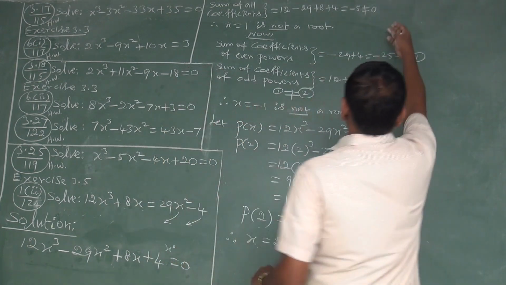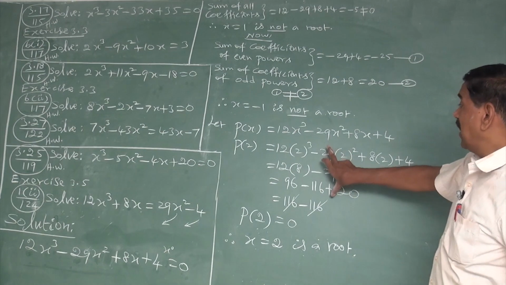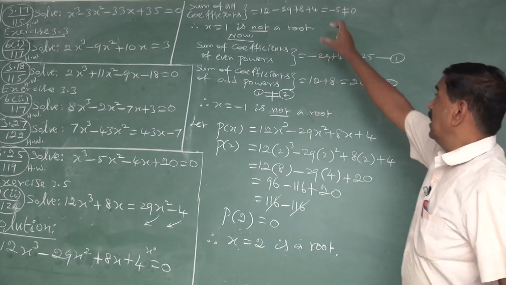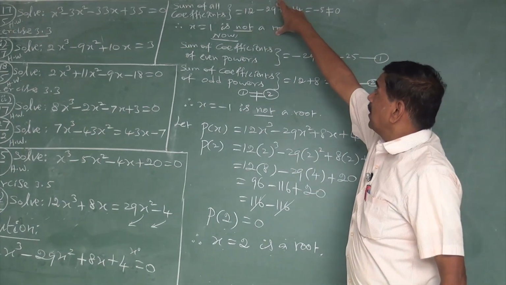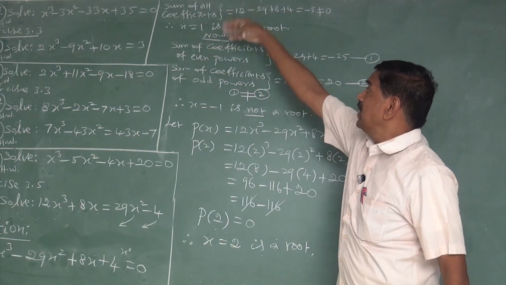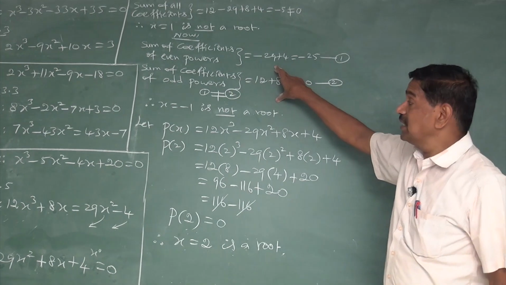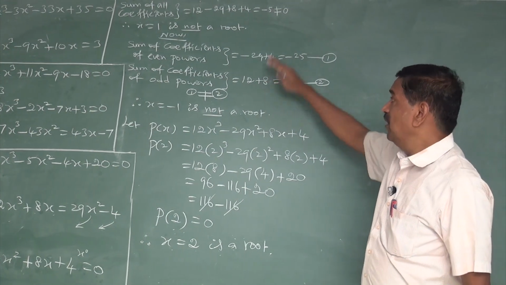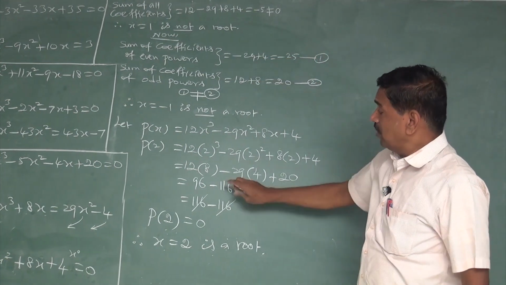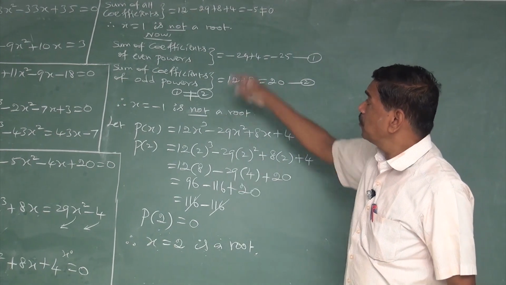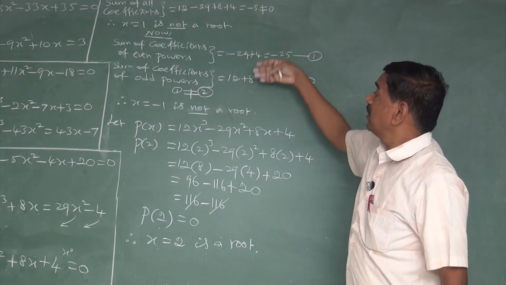The first two steps can also be calculated like this third step. That is, one more idea. P of 1 not equal to 0, therefore x equal to 1 is not a root. P of minus 1 not equal to 0, therefore x equal to minus 1 is not a root. We can use this method or the third type. This method is also applicable for step 1 and step 2.